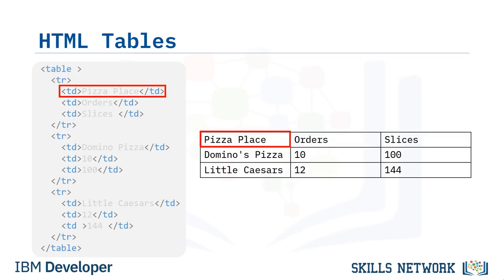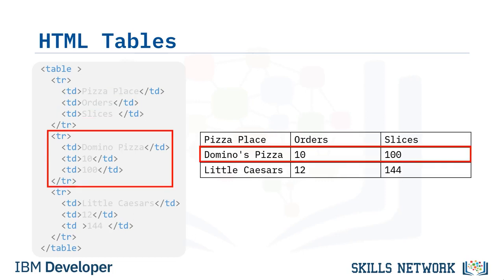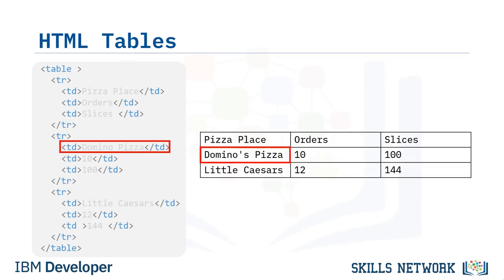For the first row, first cell, we have the first TD tag. For the first row, second cell, we have the next. And so on. For the second row, we have a new row. And for the second row, first cell, we have a TD tag. And for the second row, second cell, we have another.